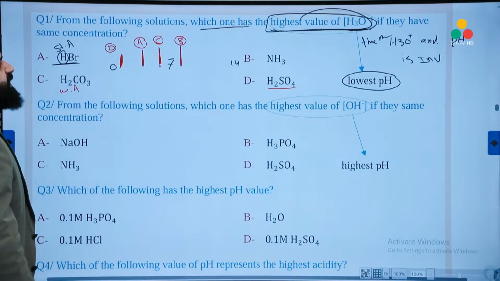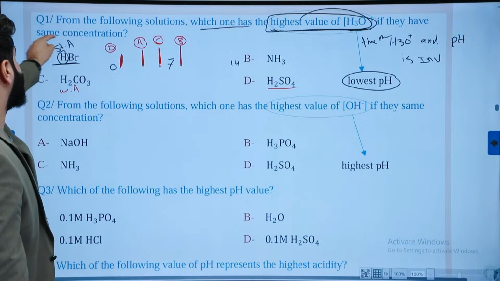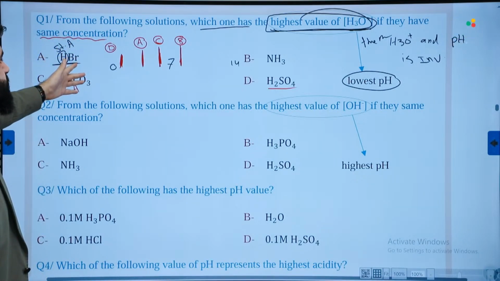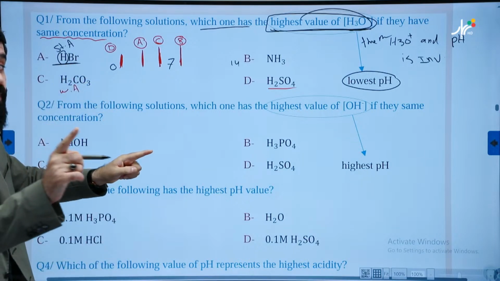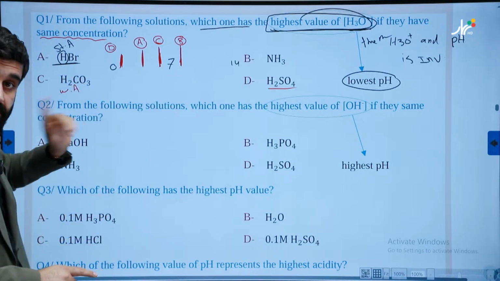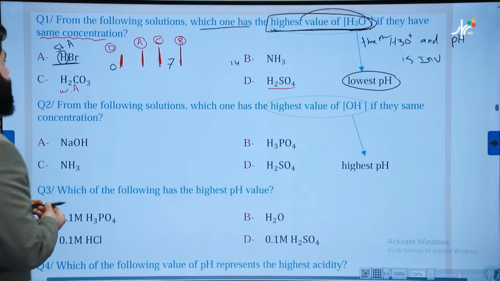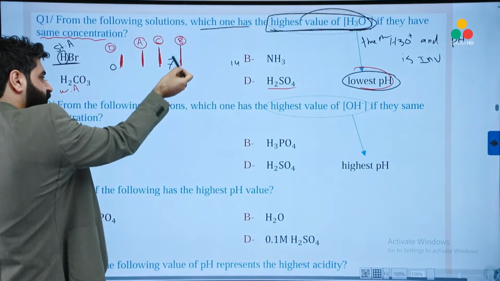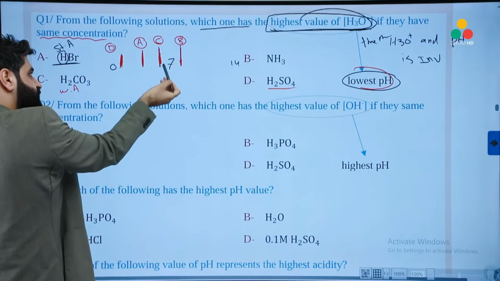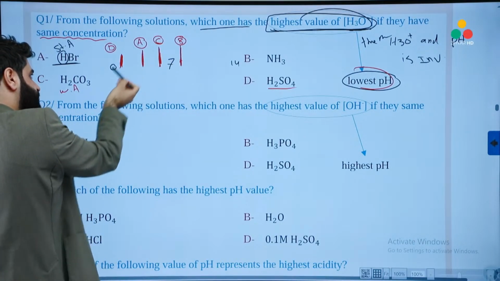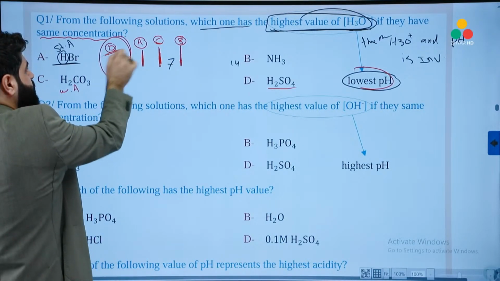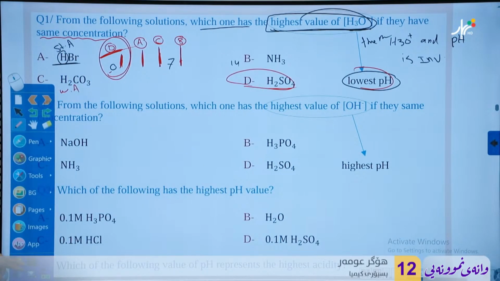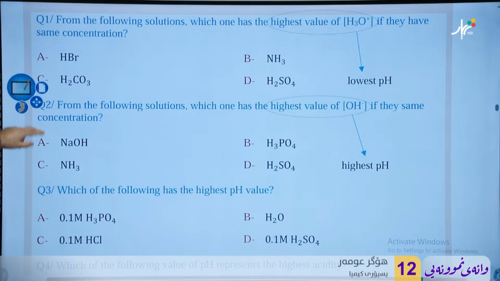Okay, how do we know if they have the same concentration? Yeah, the question said if they have the same concentration. But if we have them in different concentrations, then you should calculate their pH values according to the rules. Never forget this. Okay, look, which one has lowest pH? Lowest pH, it means, okay, this is greater than 7, smaller than 7, smaller than this, smaller than this. So D has the lowest pH. D is correct.